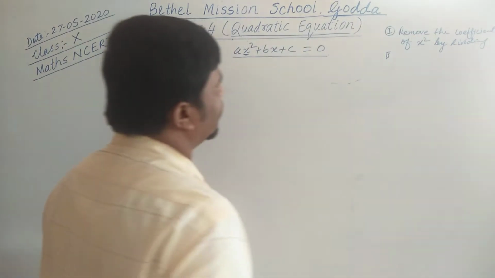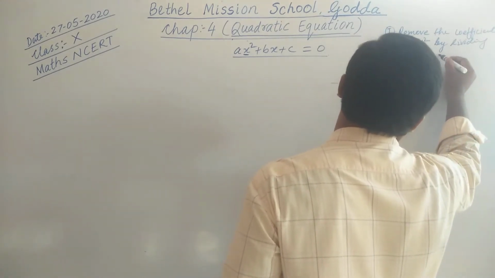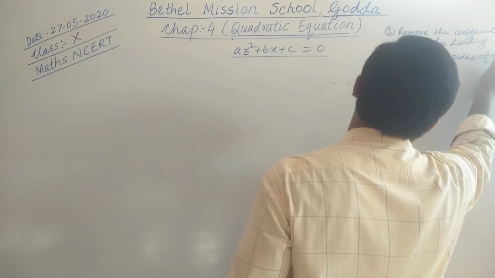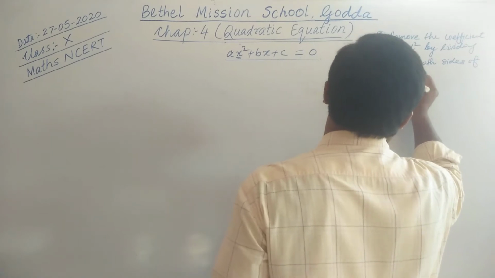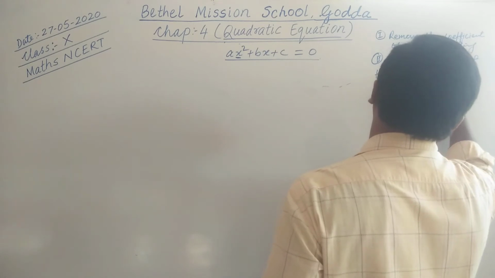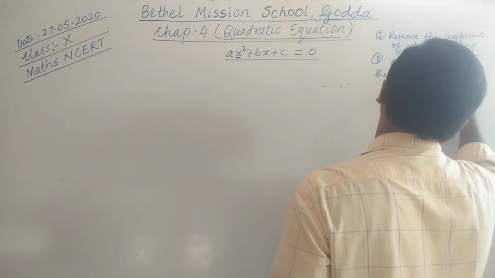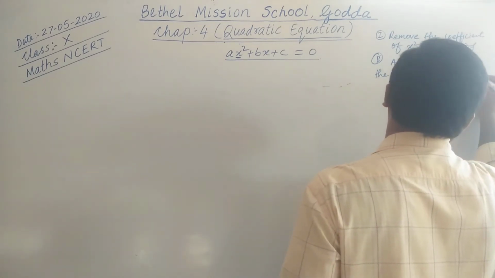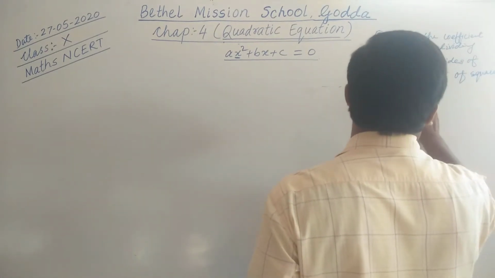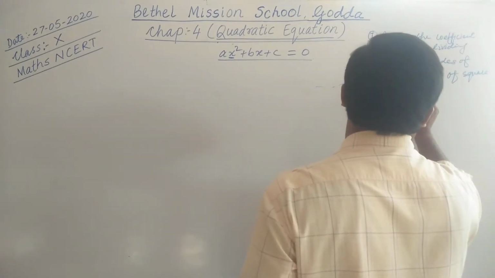Second, add both sides of the equation by the square of half of the coefficient of x.